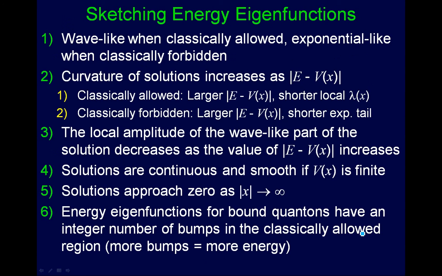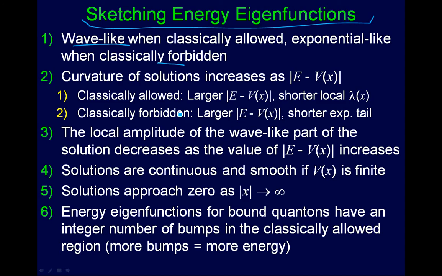All right, now the book does this, but this is basically just my own version of what the book is doing, and this is our rules for sketching these energy eigenfunctions. This can be really handy when you come into a new situation that's a little bit foreign to you. You can go through and use these, and you can guess or sort of sketch what the solution should be. Okay, and just a quick summary is the solutions are wave-like when it's classically allowed, exponential-like when classically forbidden.